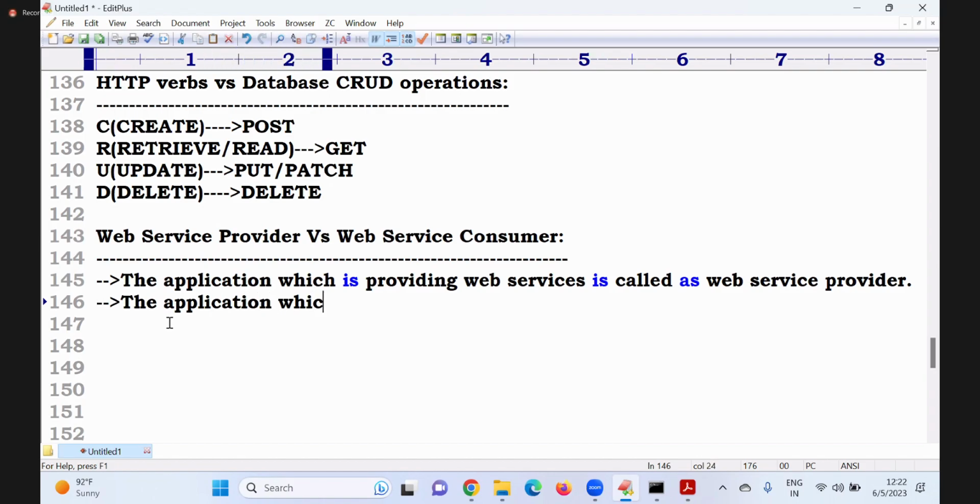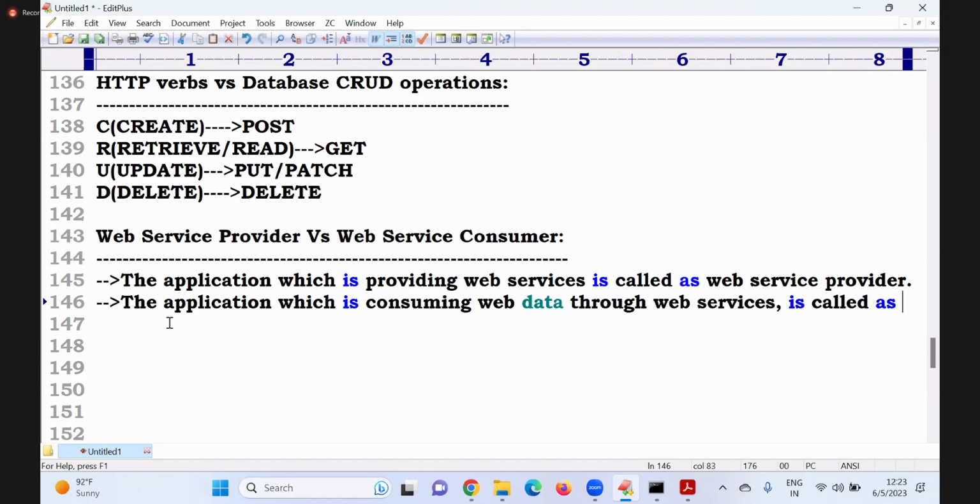The application which is consuming web data through web services is called a web service consumer. Jio is also a data provider. Yes, here also, you can take anything.